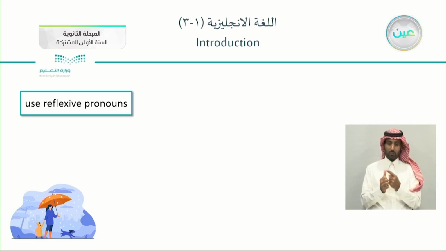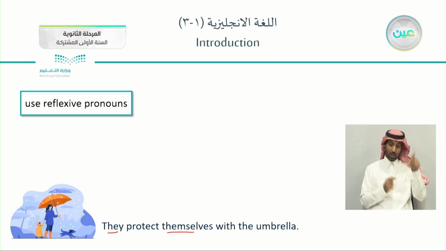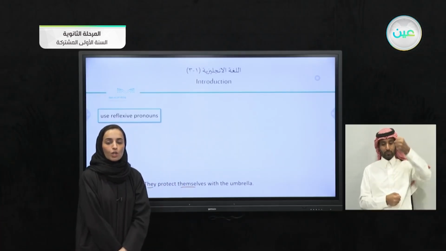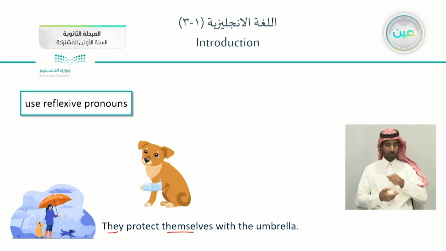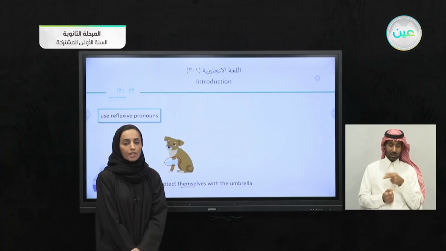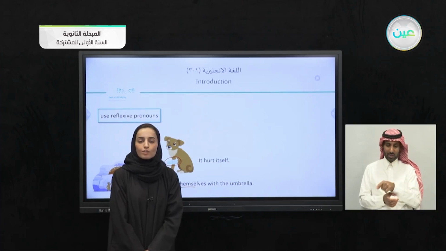Here we have a mom and her child, and they're using an umbrella. To do what? To protect whom? To protect themselves. So they protect themselves with the umbrella. They is the subject protecting someone else, which is themselves. I protect myself and they protect themselves. No one is helping them. The second one, here we have a puppy or a dog, and we have a broken leg. So we can say that it hurt whom? Itself. It hurt itself. No one did it to it. It did it to itself.